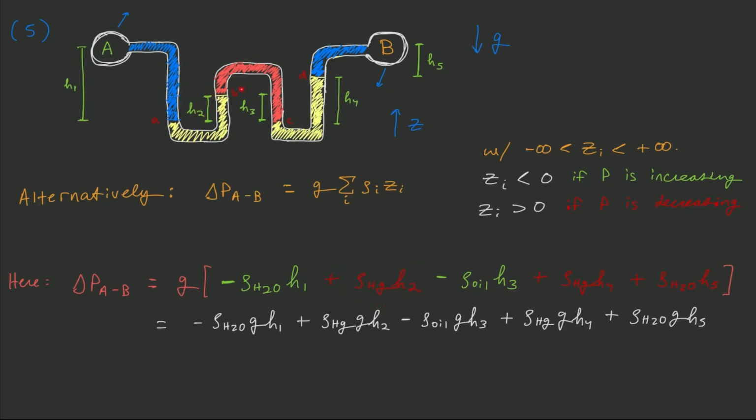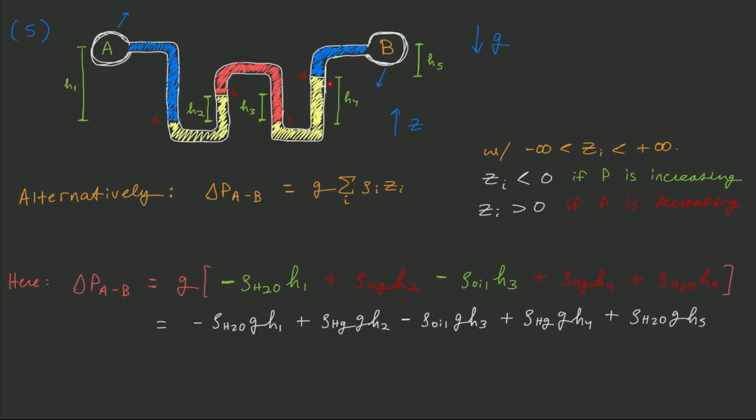Looking at this third section, the oil section, I'm going from B to C, and I know that P_C is greater than P_B because C is lower than B. So since my pressure is increasing, my z_i is negative, so I can say that this is equal to negative rho_oil times h3.